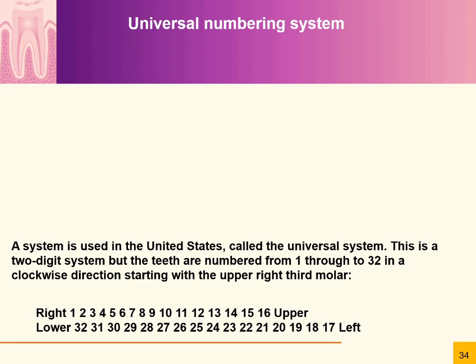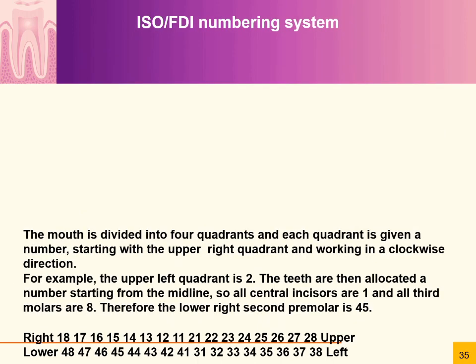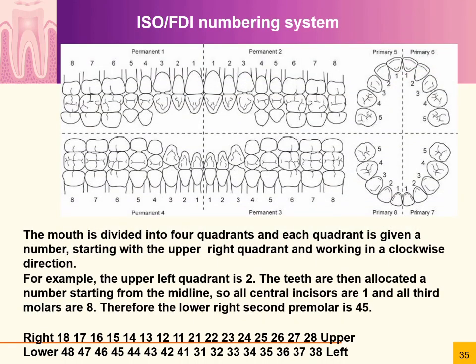A system used in the United States is called the universal system. This is a two-digit system, but the teeth are numbered from 1 through to 32 in a clockwise direction, starting with the upper right third molar. Right: 1 through 16 across the upper teeth. Lower: 32, 31, 30, 29, 28, 27, 26, 25, 24, 23, 22, 21, 20, 19, 18, 17. Left.